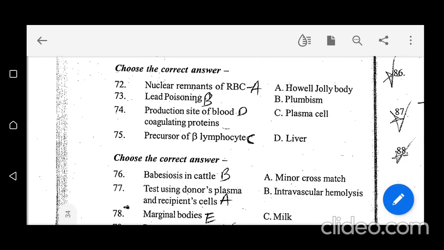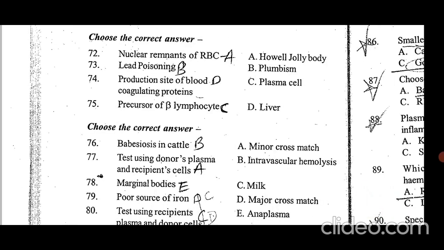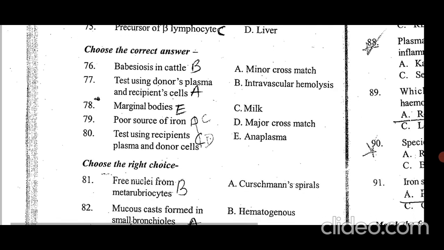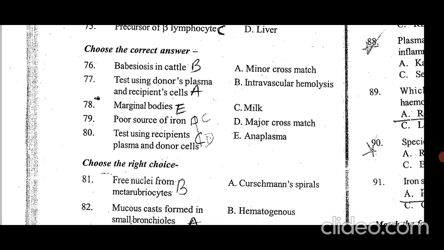Liver is the production site of blood coagulating proteins. Plasma cells are the precursor of beta lymphocytes and immunoglobulins. Babesiosis in cattle causes intravascular hemolysis. The test using the donor's cells is the major test. Cow's milk is a poor source of iron. Anaplasma has the marginal bodies.